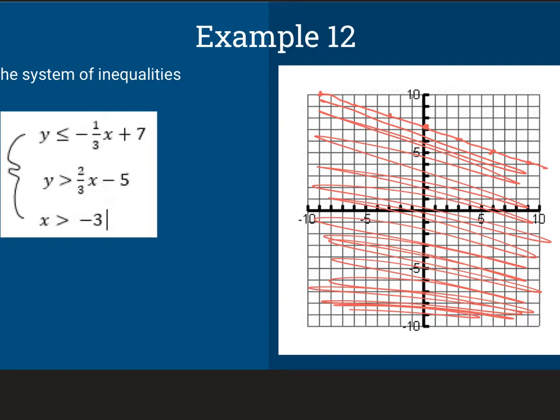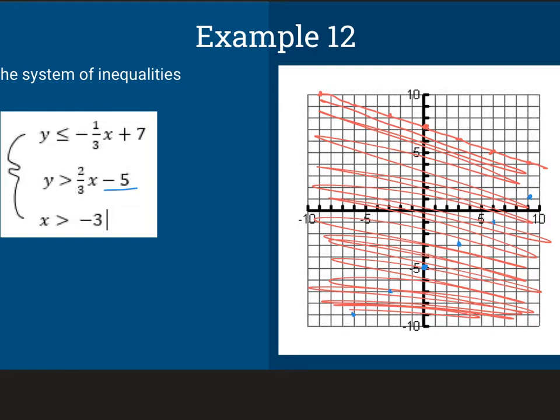I'm going to change my color for this one. And I'm going to start at -5 on the y-axis because that is my y-intercept. I'm going to use 2/3 for my slope, which is rise over run. Since it's positive, I'm going to go up and to the right. So 2 up, 1, 2, 3 to the right. 2 up, 3 to the right. I ran out of space. I can go down and to the left.